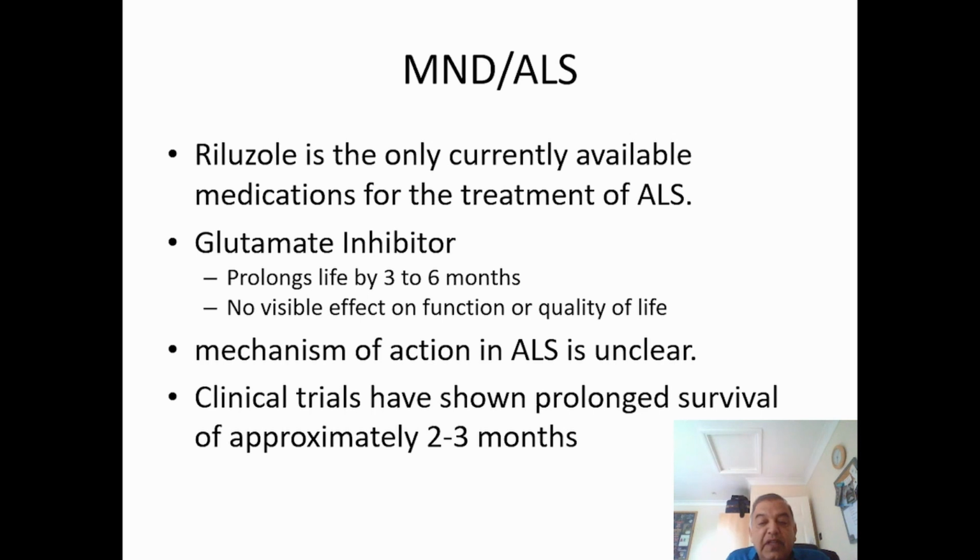Treatment-wise, riluzole is the only currently available medication for the treatment of ALS. It's a glutamate inhibitor and prolongs life by not more than 3 to 6 months. And this has to be made clear to patients. Usual dose is 50 milligrams twice a day. There are lots of clinical trials on other medication being carried out at the moment, but for the moment, this is the only medication, and it's only used in the amyotrophic lateral sclerosis form of MND.